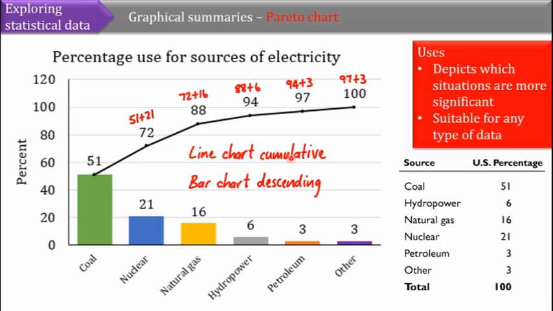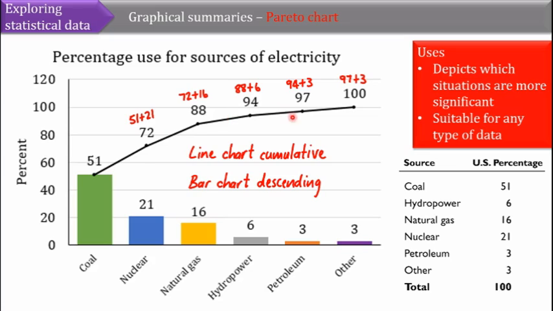Right, the next one is a Pareto chart, which is named after an Italian economist. It consists of two components. First will be the bars, the simple bar chart, and you'll notice that it is arranged in descending order. Here we have the actual data set, or the actual table, and it is not arranged in any specific order. But on the graph, the bars are arranged in descending order, and the line is cumulative.